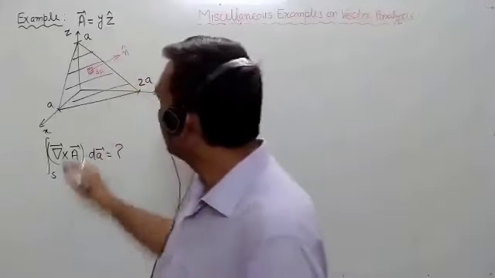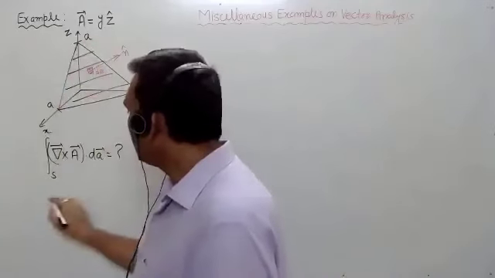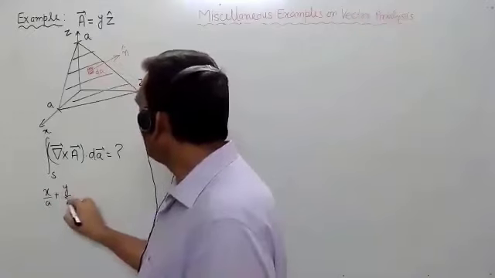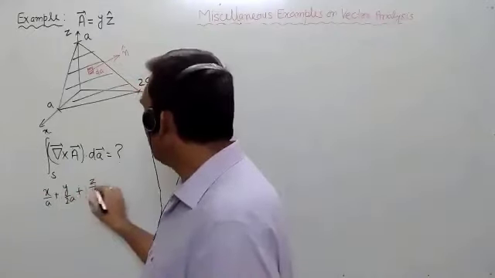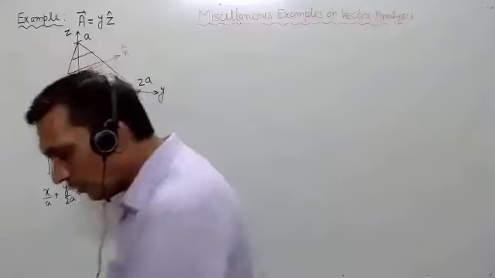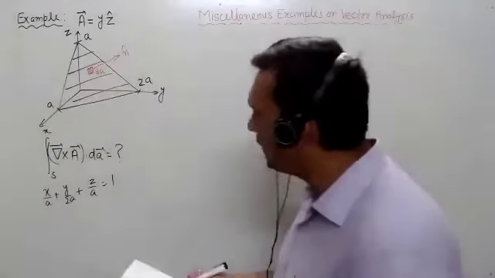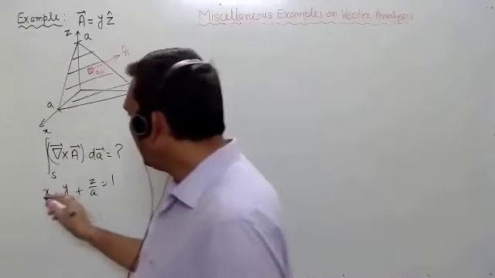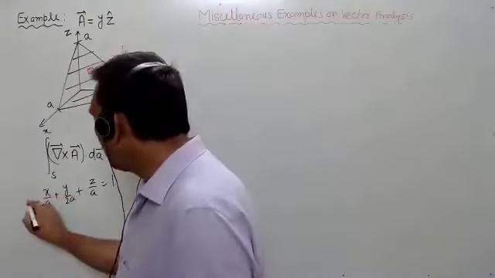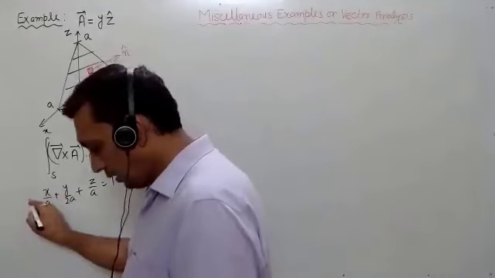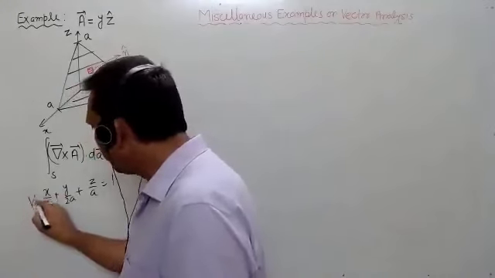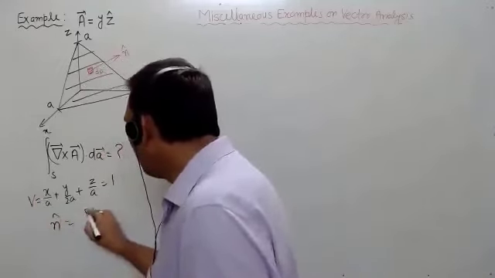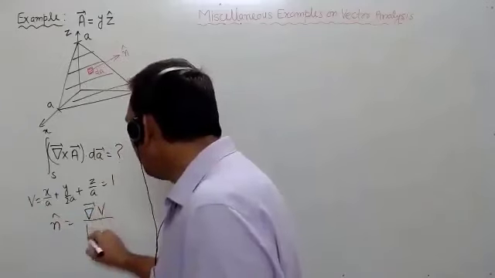So first you have to write the equation of this plane: x by a plus y by 2a plus z by a is equal to 1. And you know, when you have a constant plane, you can easily write the unit vector. Take this constant as some scalar function v. So what will be the unit vector? Gradient v by mod of gradient v.